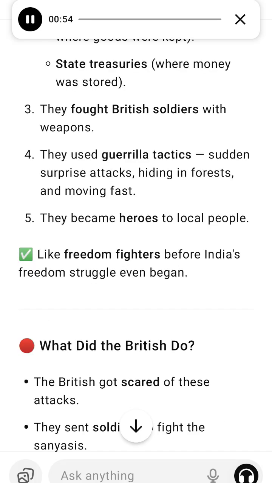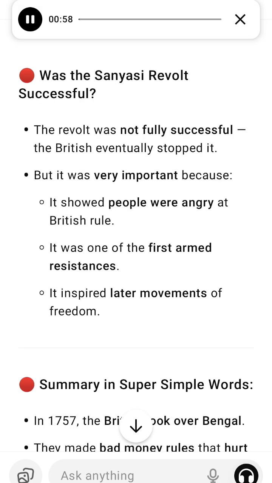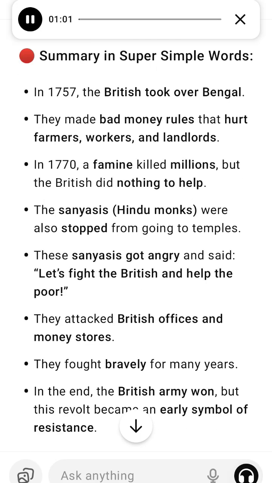What made things worse? 1. Economic pressure. British increased land taxes. Peasants had to pay even if crops failed. If they couldn't pay, land and homes were taken. Artisans lost jobs because British goods from England replaced Indian products.